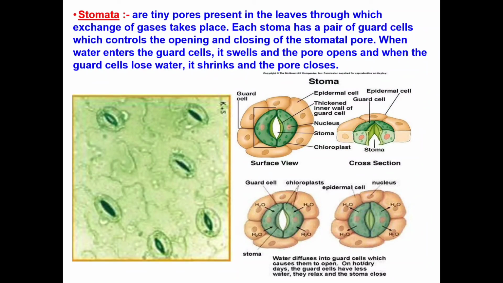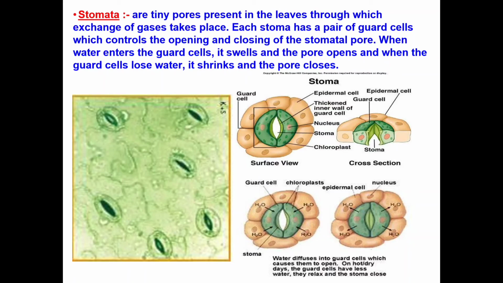Stomata are the tiny pores present on the leaves and they help in exchange of gases. Each stoma has a pair of guard cells that controls opening and closing. When the water enters the guard cell swells, it causes opening of stomata. When the guard cell loses water, it shrinks and the pores closes.